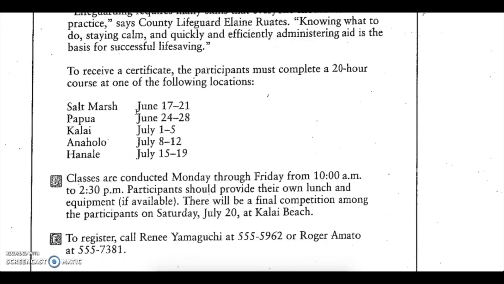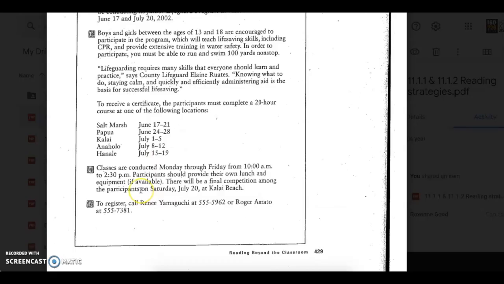To receive a certificate, the participants must complete a 20-hour course at one of the following locations: Salt Marsh, Papua, Kalai, Analoa, Hanai. Classes are conducted Monday through Friday from 10 a.m. to 2:30 p.m. Participants should provide their own lunch and equipment if available. There is a final competition among the participants on Saturday, July 20th at Kalai Beach. To register, call Renee Yamaguchi at 555-5962 or Roger Amato at 555-7381.